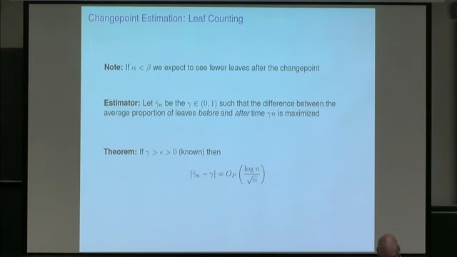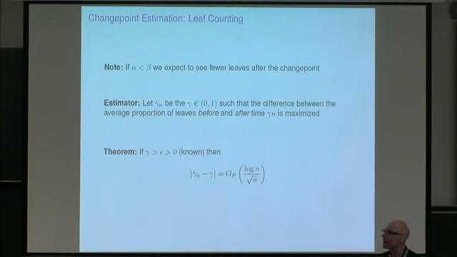And lastly, and this is again very hand-wavy, we do have a change point estimator. I won't tell you exactly what it is, but the intuition is this. If you look at the generative model, if alpha is less than beta, or vice versa, we expect to see fewer leaves after the change point. So looking at the fraction of leaves at a particular time, and going forwards or backwards from that time, we would expect that to tell us something about where the change point is.